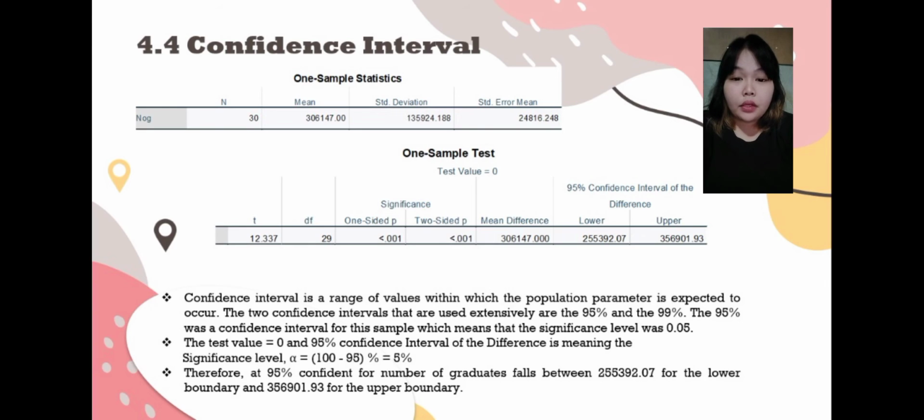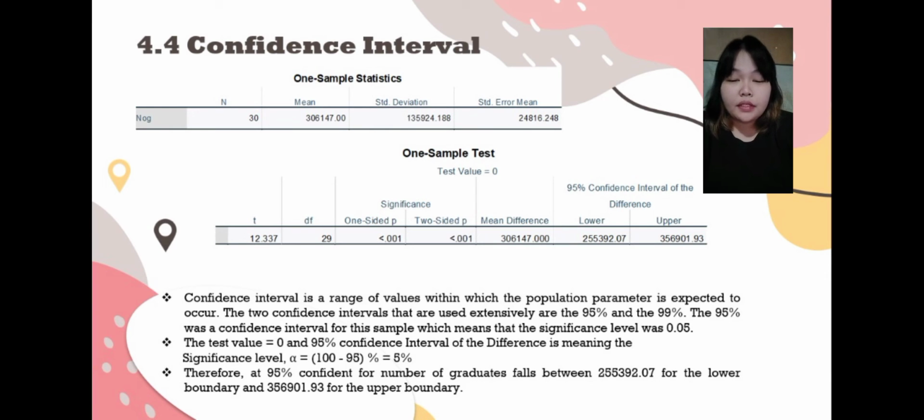I'm going to explain about the confidence interval. Based on the table, we can see the t-test. The confidence interval is a range of values within which the population parameter is expected to occur. The two confidence intervals that are used extensively are 95% and 99%. The 95% was the confidence interval for this sample, which means that the significance level was 0.05.